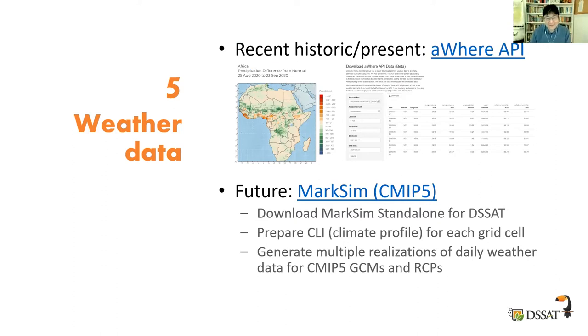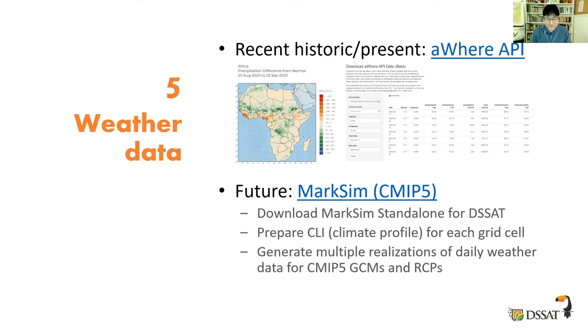There are lots of different sources. For the Toucan framework, I've been using the source called AWhere. It provides an API, so you just give the latitude and longitude of where you want to simulate, and you get data back in DSSAT format, so it's really easy.